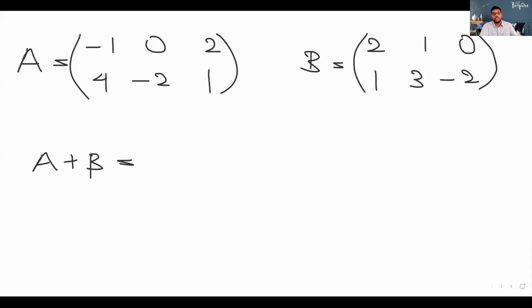So -1 plus 2, that gives us 1, right? 0 plus 1, that gives us 1 again. 2 plus 0 is 2. 4 plus 1 is 5. -2 plus 3 is 1, and 1 plus -2 is -1. So children, this has to be the answer to part A.